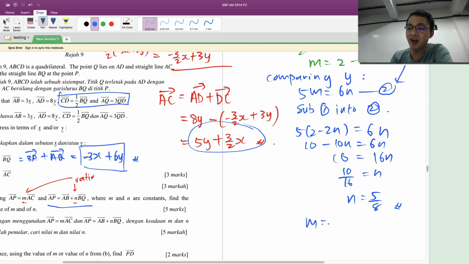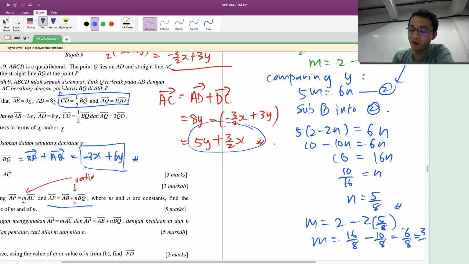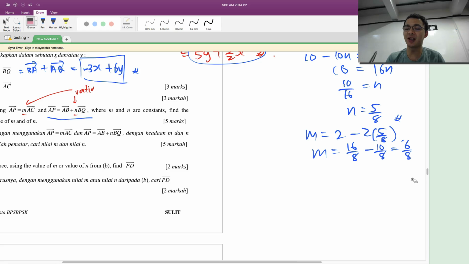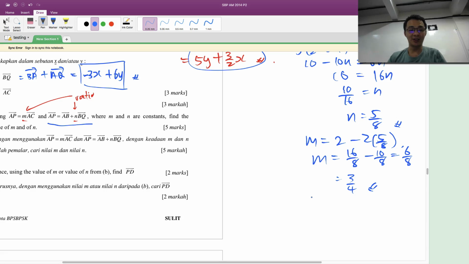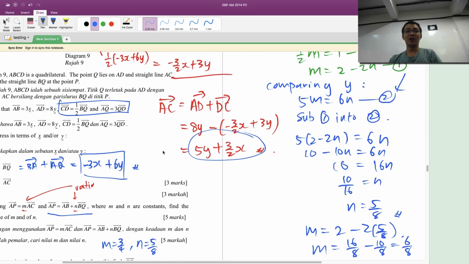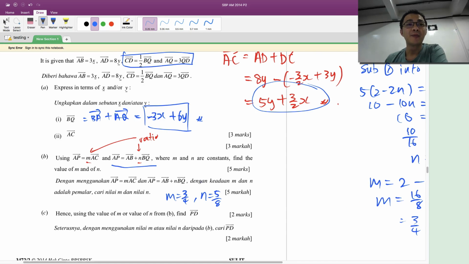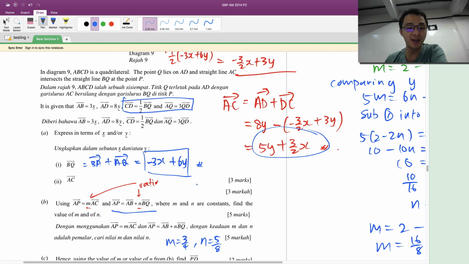Then I will substitute in to find m: 2 minus 2 times 5 over 8. This is 16 over 8 minus 10 over 8, so it's just 6 over 8, which is 3 over 4. This is m. But in the exam, of course, you don't write so many equals signs, just write 3 over 4 at the bottom. So far so good. I have m equals 3 over 4 and n equals 5 over 8. I hope you are watching what I'm doing. If you have no questions, I'm going to proceed.